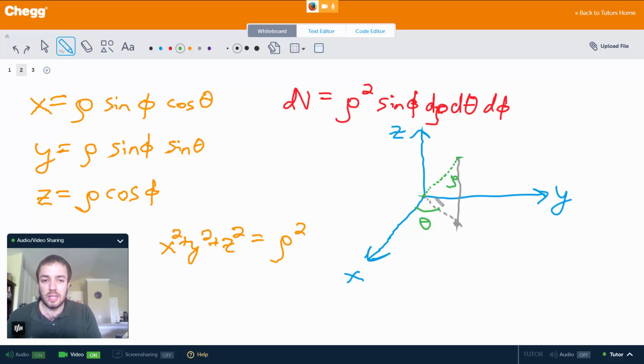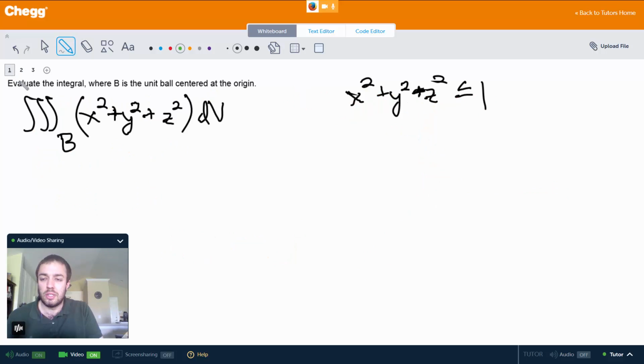Now, rho and theta still represent the same thing as r and theta in polar coordinates. What about phi? We have this new thing, phi. Well, phi actually represents the angle made with the positive z-axis. So this right here is phi. So phi is our new thing. Now, if we want to get the entire unit ball, what are we going to have to do? Well, for the entire unit ball, we need to have bounds on rho, on theta, and on phi.